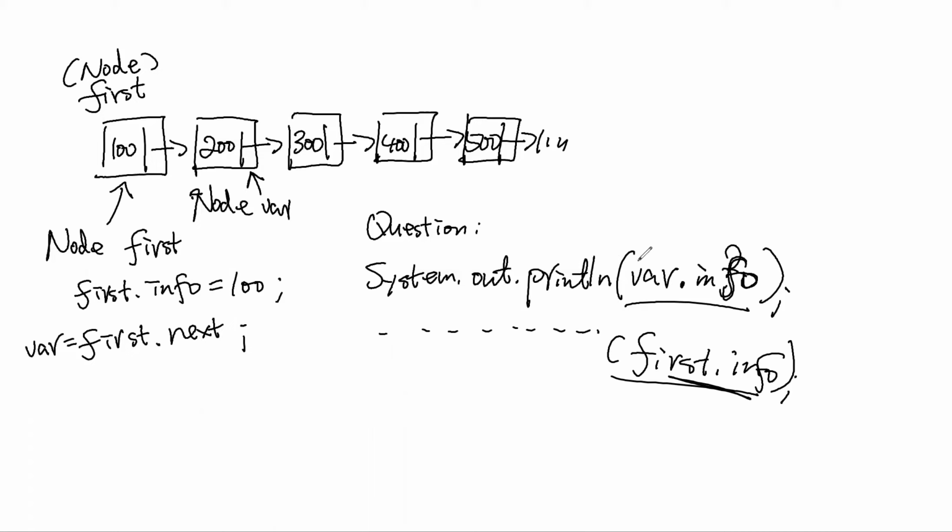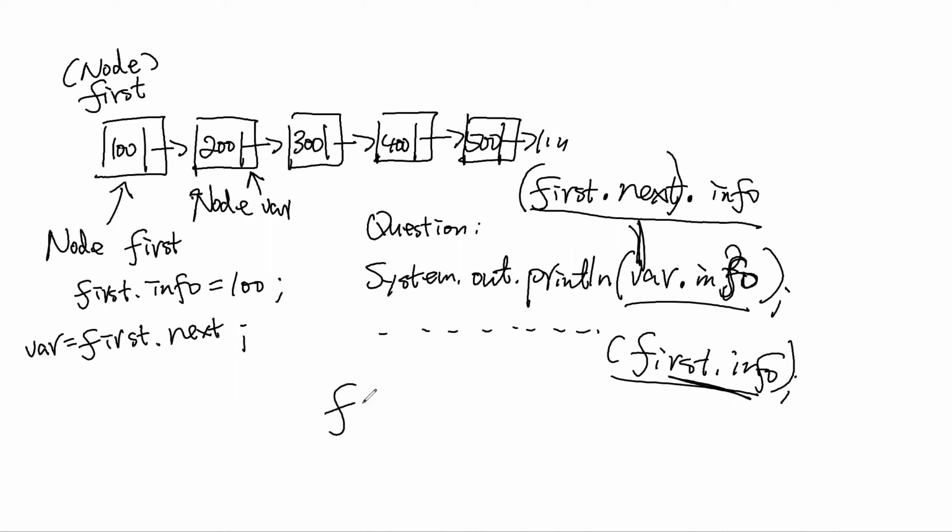And it's equivalent to write what? Can I write something like first dot next dot info? Is this legal? I think you need some brackets, braces for first dot next. We can do this. Of course, if you want to do this, that's also fine. But you can also just directly do first dot next, because first.next is what? It's a node.